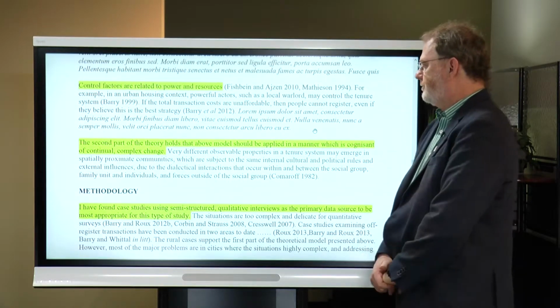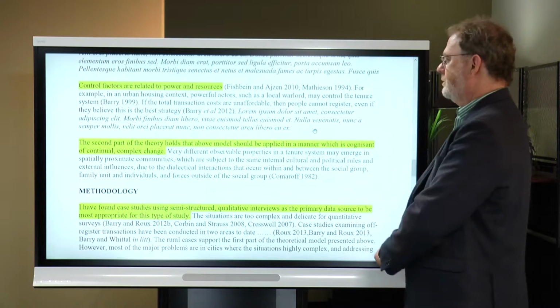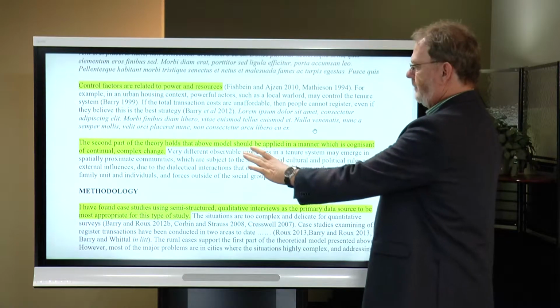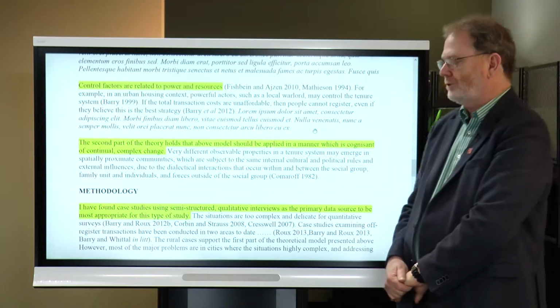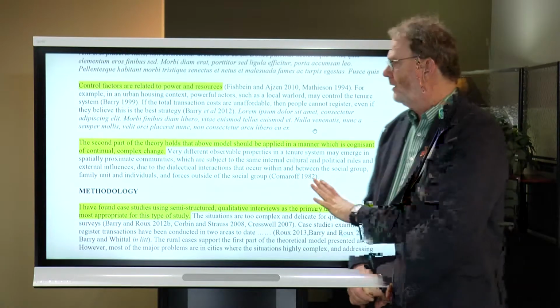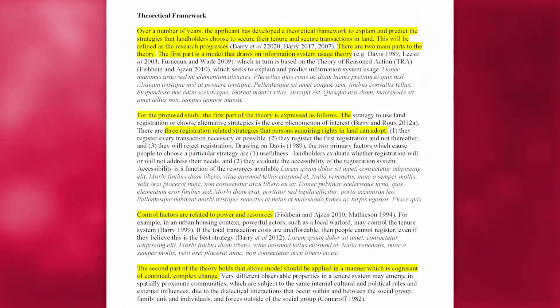The second part of the theory is that the above model should be applied in a manner which is cognizant of continual and complex change. So forget about the details there. Okay, we have a theoretical framework. We describe the different components of it. I've talked about what I've done previously on this. Then I've gone into the components of the theory, and I describe those and look at the literature related to those, and that would be what I'm going to work on.